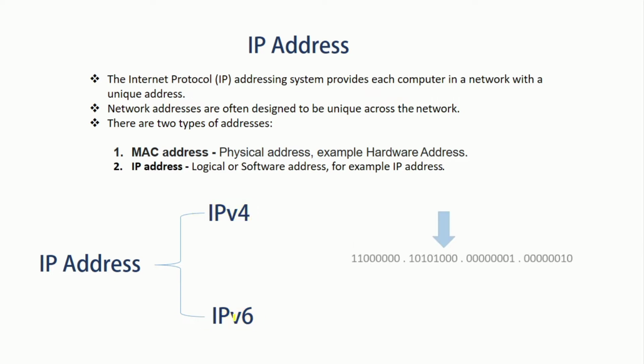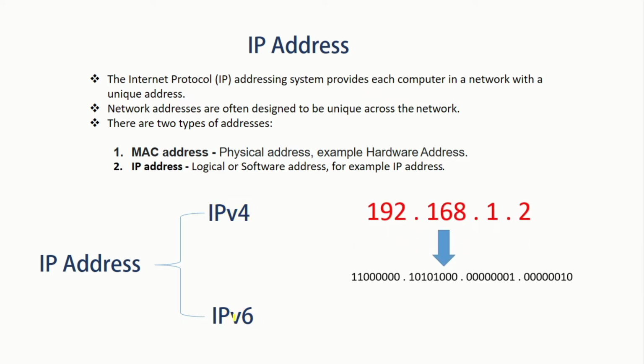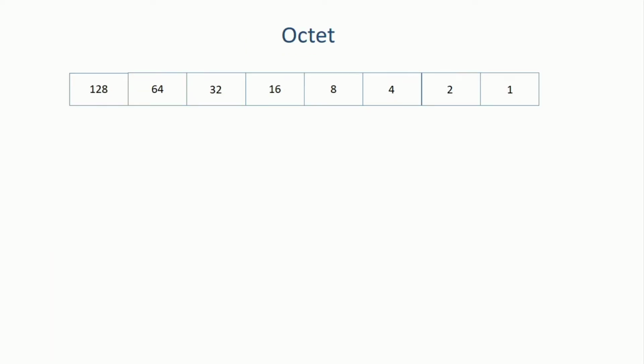Okay. So when it comes to your computer, your computer does not understand decimal numbers. It will always understand binary numbers. When you say to your computer 192.168.1.2 is your IP address, it will say no, this binary number is your IP address. So let us see how to convert decimal into binary.